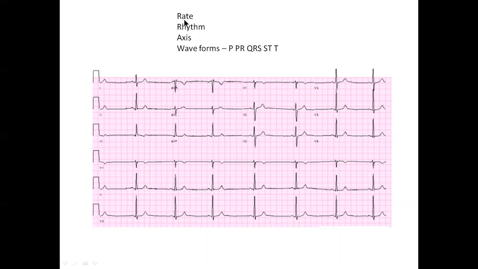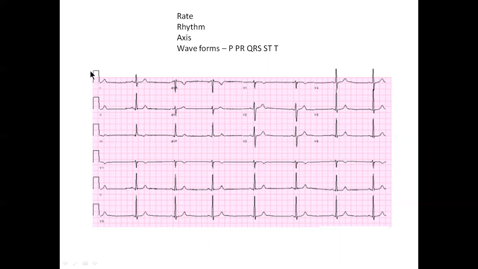Okay, so the first thing we have to look at is the rate. What we do is find two QRS complexes and count the number of squares, right? So we say 300, 150, 100, 75, 60, 50. So the heart rate is around 50 beats per minute. So that's rate. Next, we look at the rhythm.